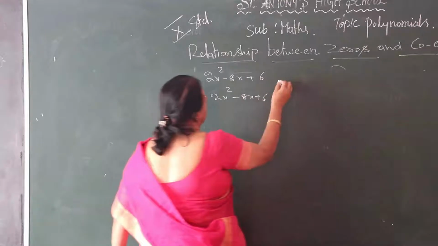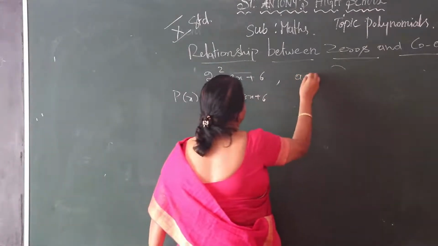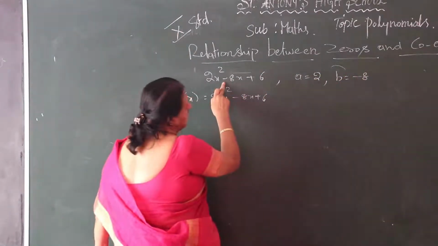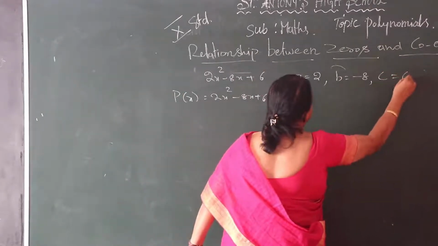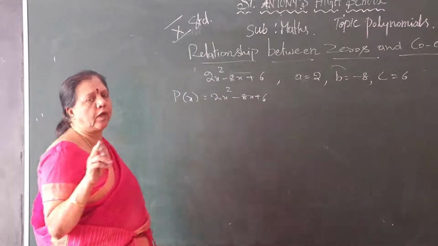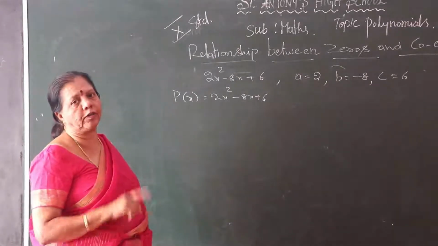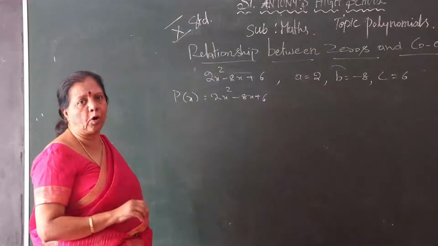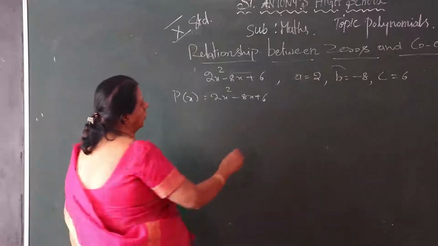Here you take out the coefficients. So what is the coefficient of A? A is equal to 2. B is equal to minus 8, because minus is there, you are supposed to take out minus 8. So here C is equal to 6, children. Okay, now you have to find out the zeros of the polynomial. You are supposed to find out the sum and the product. So you have to take out the values out of the factorization. Factorization, you know how to do it.